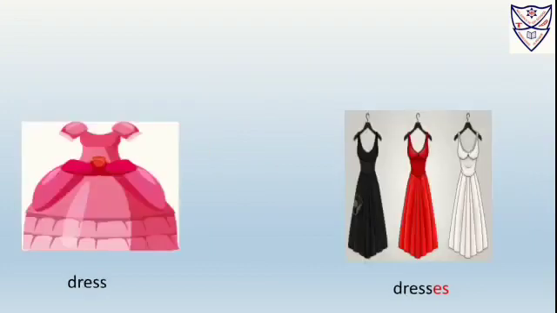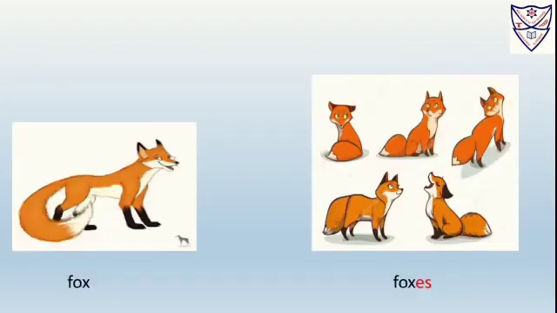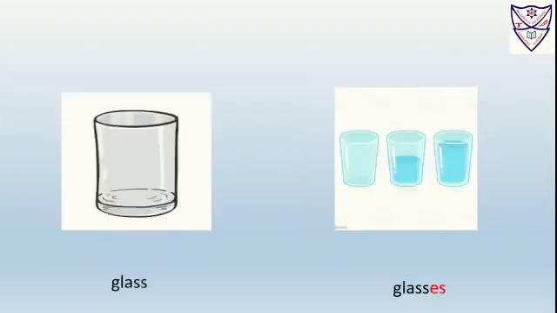Dress, dresses. Now here it is ending with double s. So when the noun ends with the letters ss, to make it plural we are adding es. So dress, dresses. Same way with fox, foxes. Now here it is ending with x. So when the noun ends with x, to make it plural at the end we are adding es. So fox, foxes. Glass, glasses.